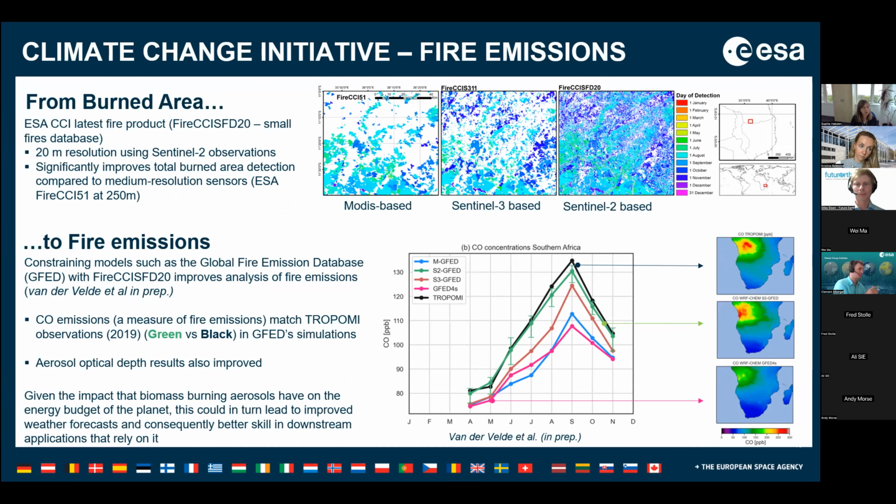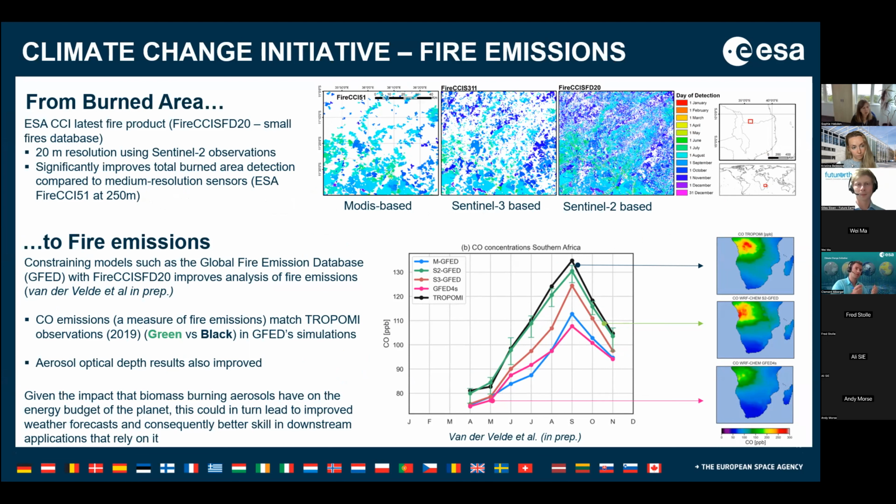On this slide, you have at the top an illustration for one single location in Austral Africa with burn area at different spatial resolution from MODIS, Sentinel-3, and Sentinel-2. MODIS will be about 250 meters spatial resolution, Sentinel-2, 20 meter spatial resolution. And you can see that thanks to the higher spatial resolution, we can detect well more burn area. We significantly improve total burn area detection at high resolution.